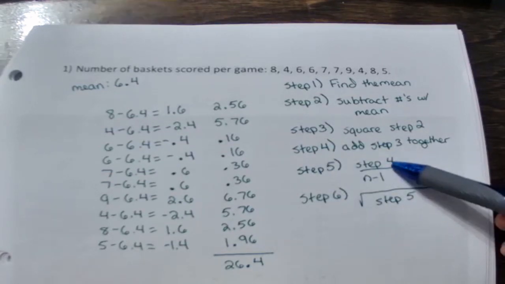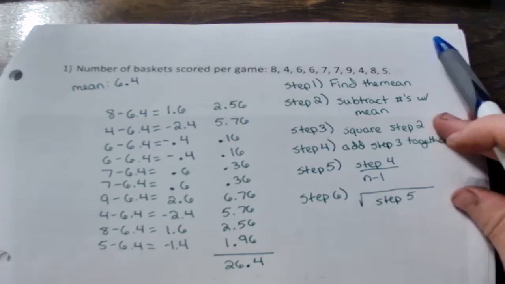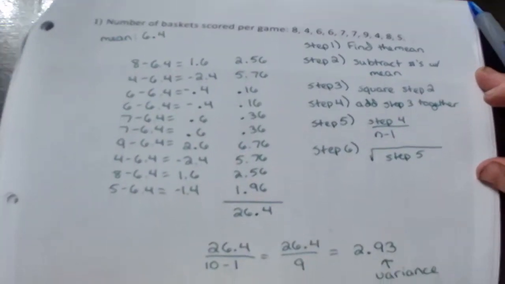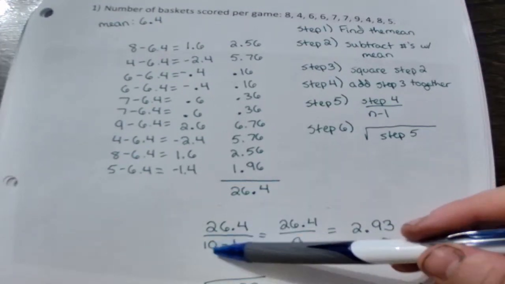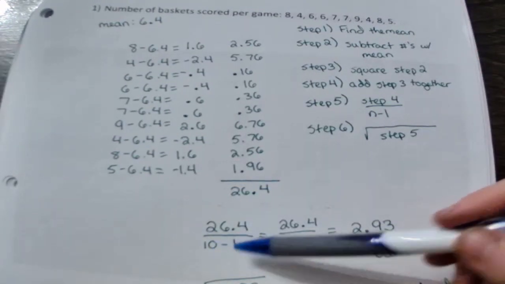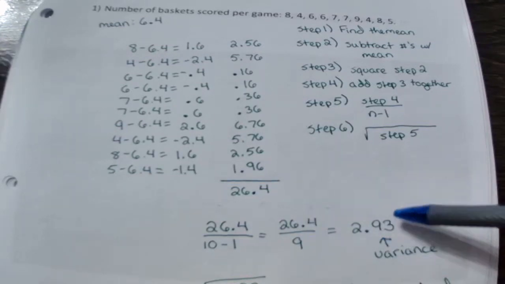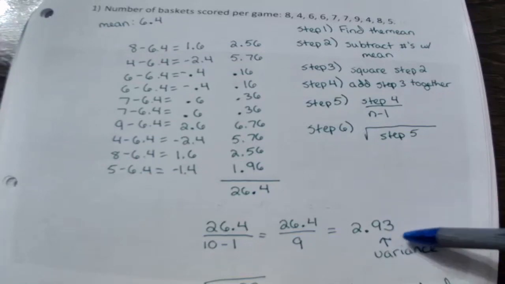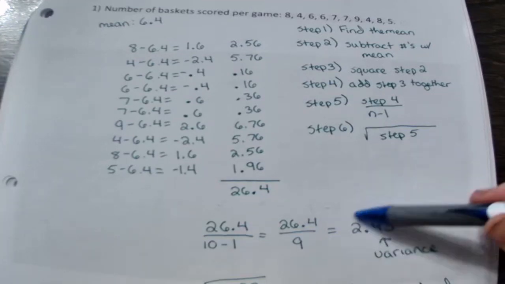Then you take that number you just found and divide it by n minus 1. So I'm going to move this down slightly so you can see that. There was a total of 10 values, so I had to subtract that by 1. So 26.4 divided by 9 gave me 2.93. Step 5 is to find the variance. So this would be my variance.